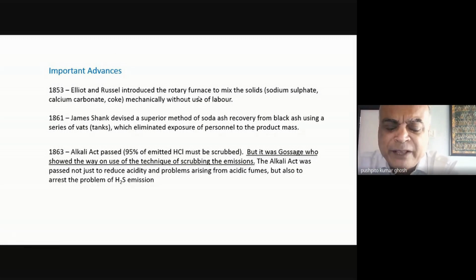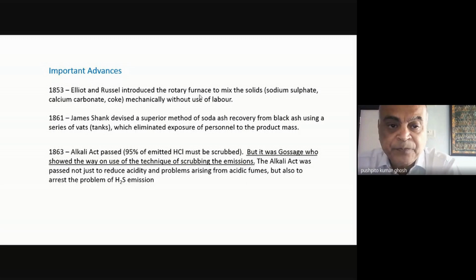Just like we mix cement, they put all the stuff in, and they got a very, very intimate mixing of these things. And second, because it was done mechanically, you did not require labor for this. So it really brought down the labor cost also substantially.